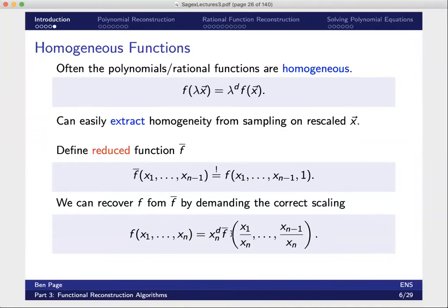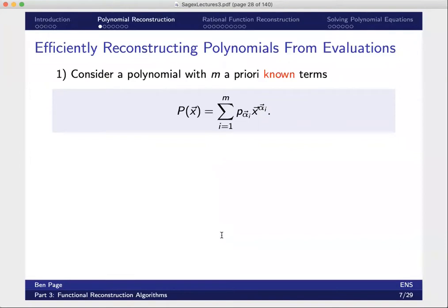This is just because we can take f bar, plug the ratio of the variables back in, and pre-multiply by x_n raised to the correct power, and this will get us back the full function. And so in the following, we'll be able to focus on the non-homogeneous case. Okay, so this is polynomials and rational functions and some general notions of them.